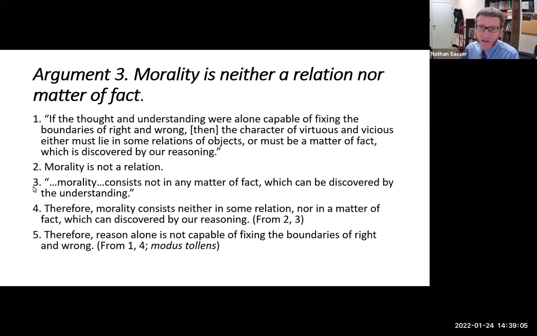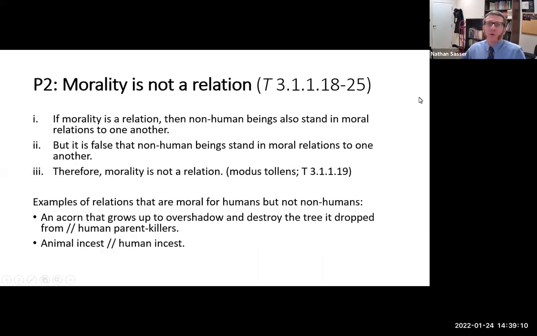What does he mean when he says morality is not a relation? Well, here's his idea, and he belabors this for about 7 paragraphs. I'm trying to distill the essence of it. He's saying if morality is a relation, well, then that would mean that non-human beings that stood in that same relation would also be moral beings. They would be standing in moral relations to one another, but that's impossible. Morality only applies to humans. So therefore, morality must not be a relation.